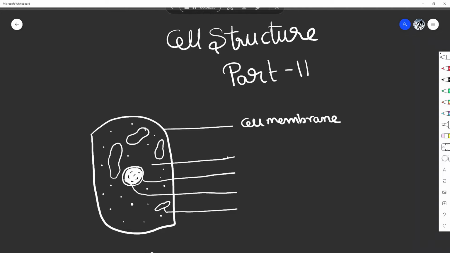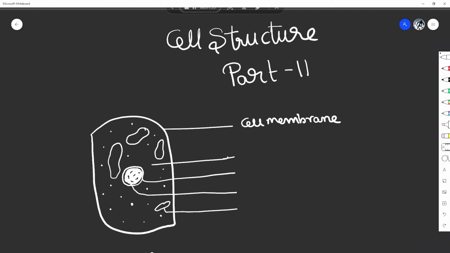This cell membrane is responsible for the shape and size of the cell. It is a thin layer-like structure. It differentiates one cell from the other cell, and it also allows substances to flow to and fro, from inside to outside and outside to inside. So what is a cell membrane? It is a thin layer-like substance that separates one cell from another cell, and it allows substances to come and go from outside to inside and inside to outside.